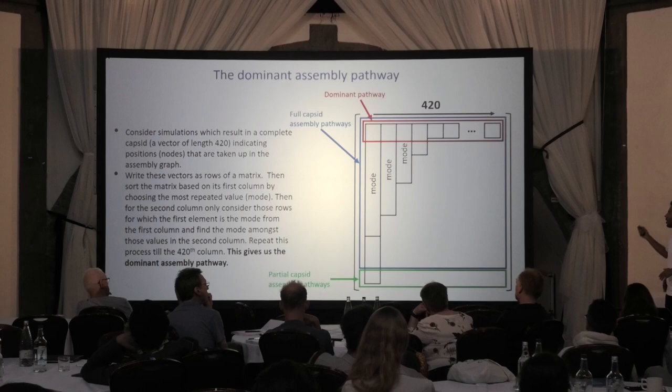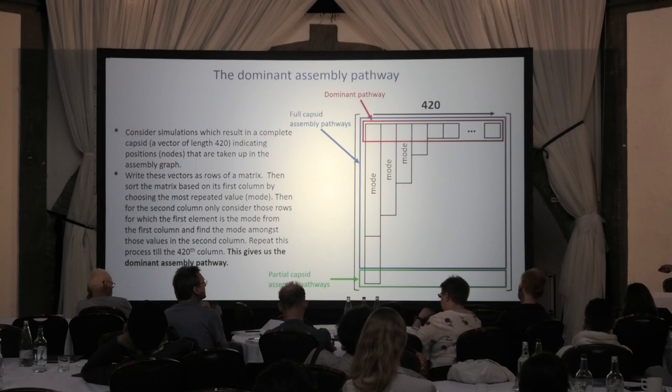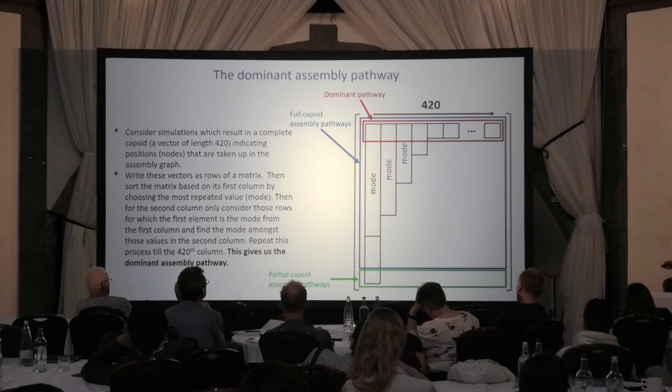And so on, till we go to the last one. So now in that case, we could have the dominant pathway. Then we want to see how much other pathways are similar to the dominant one. Like for example, this mode, does this drop quickly? Does it take a long time for it to drop or not?